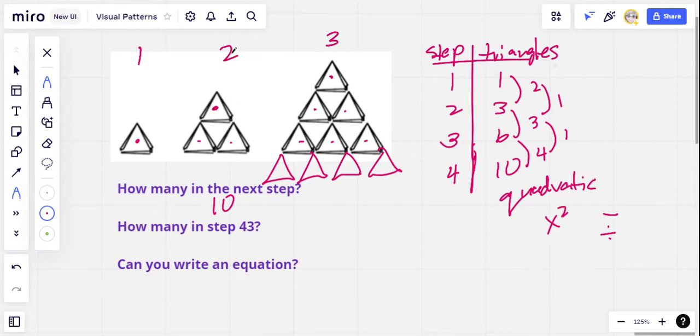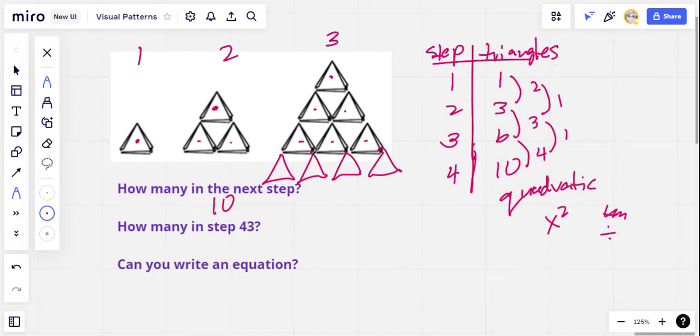Here we have 3 triangles, so 2 squared minus 1 would be 3, so that would work. But back at step 1, 1 squared minus 1 would be 0. So that doesn't work. And here, 3 squared minus 1 would be 8, and we've got 6. So subtraction doesn't appear to be working. So to get this to be less than, we've got to divide by something.